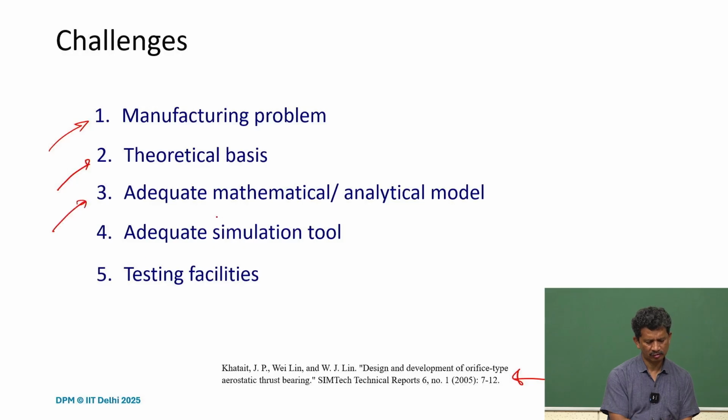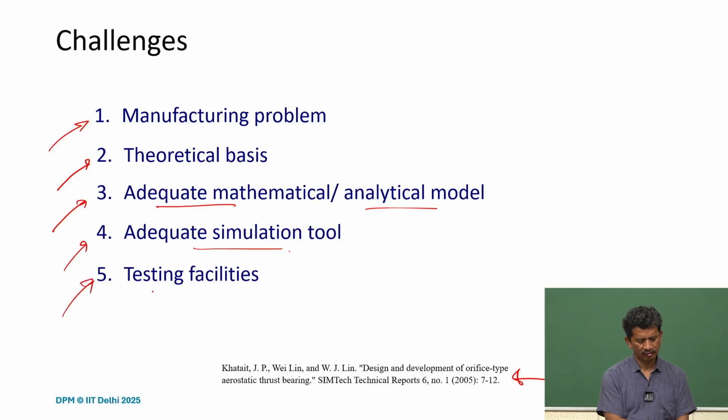So again, we have to establish adequate mathematical or analytical models or simulation tools. And at the end, we definitely need to have a very good testing facility so that we can always claim. And once we are using these air bearings for developing systems for high-end applications, for precision applications, they have to be characterized and tested. So of course we need very good testing facilities if we want to develop these kinds of systems.